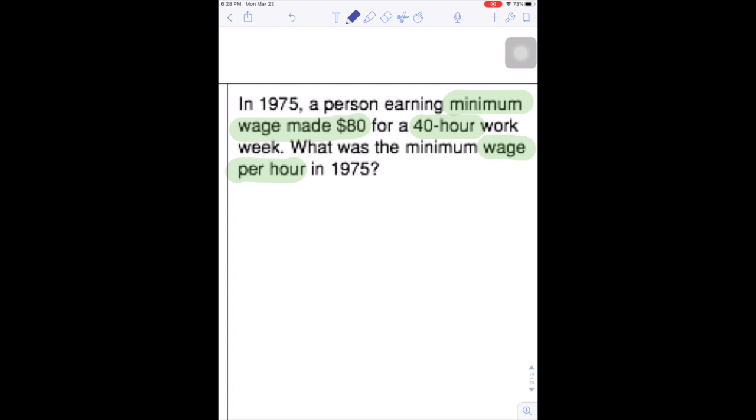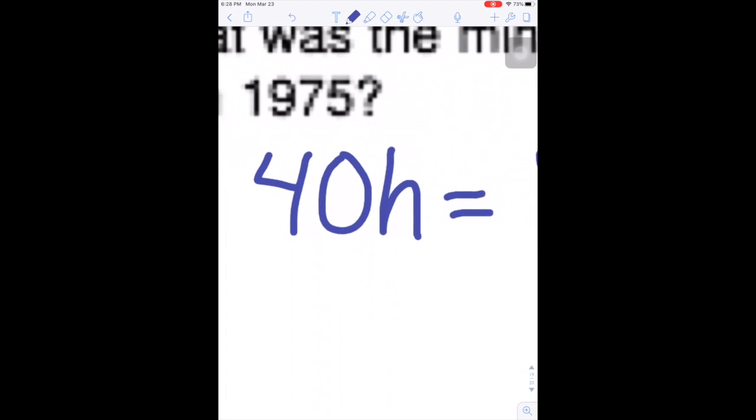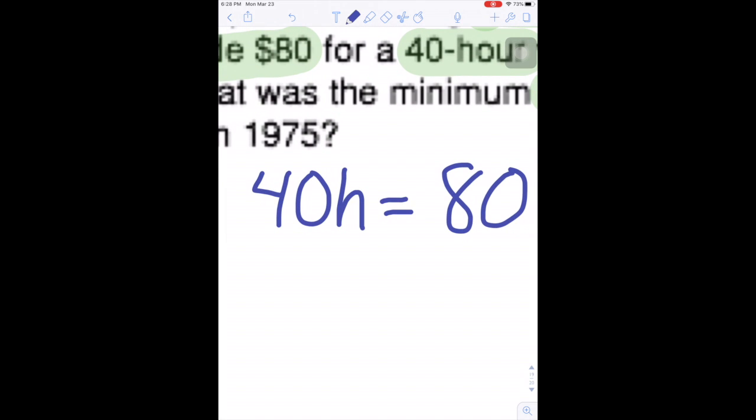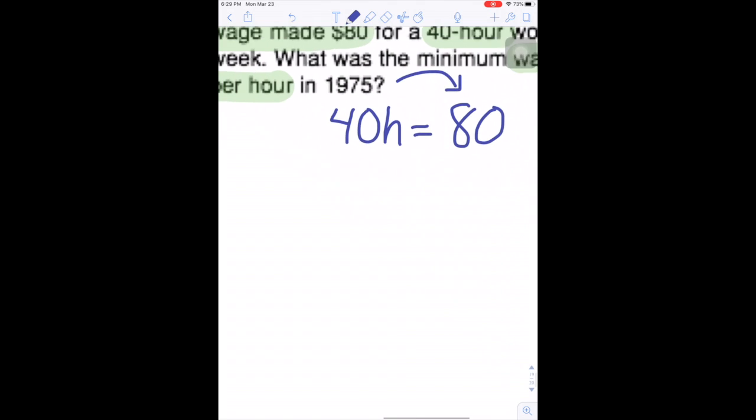So this one we're going to set up an equation. For a whole week, they made $80. And for that week, they worked 40 hours. We're going to do H for hours. So what's happening here is that each hour that they work goes towards their $80. So remember, I'm going to draw a better picture of this.